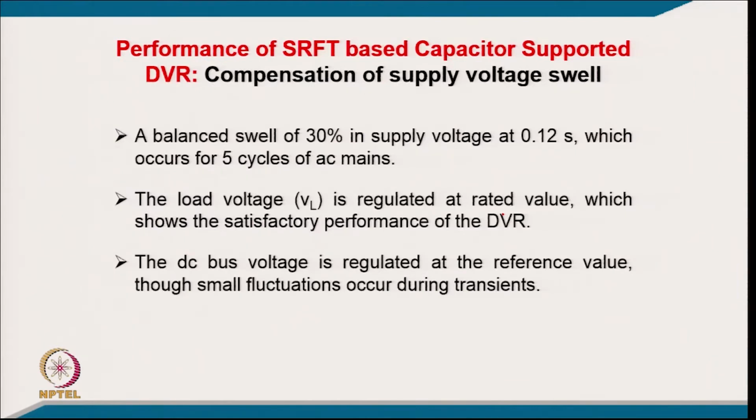Coming to the another condition, the performance of the synchronous reference frame theory based capacitor supported DVR for compensation of voltage swell. So, a balanced swell of 30% in the supply voltage is applied, which occurs for 5 cycles of AC mains frequency, and the load voltage is regulated at the rated value, which shows the satisfactory performance of the dynamic voltage restorer, and the DC link voltage is regulated at the reference value, though small fluctuations occur during the transient.